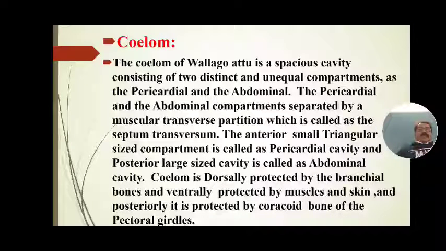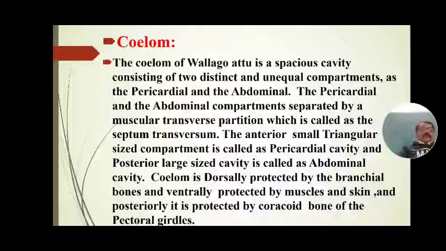The pericardial and the abdominal compartments are separated by a muscular transverse partition. These two chambers, the pericardial cavity and the abdominal cavity, are separated by a partition which is a muscular transverse partition, called the septum transversum.